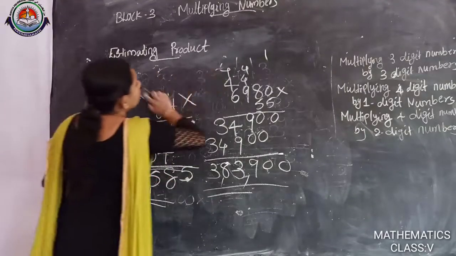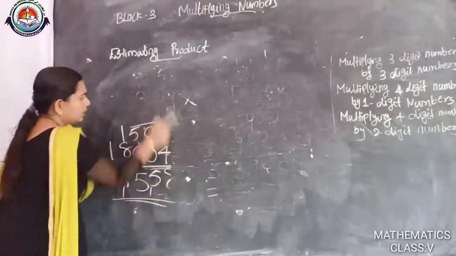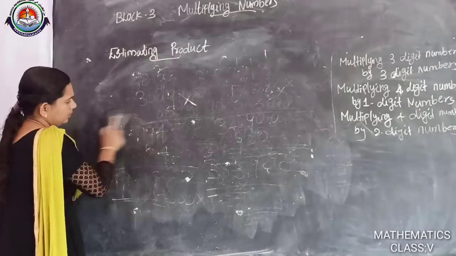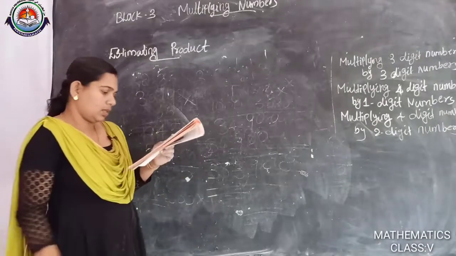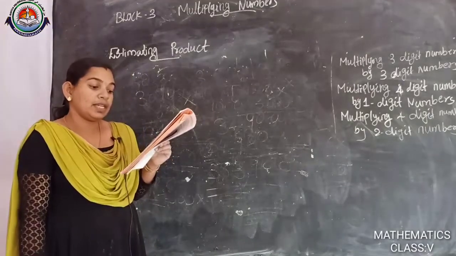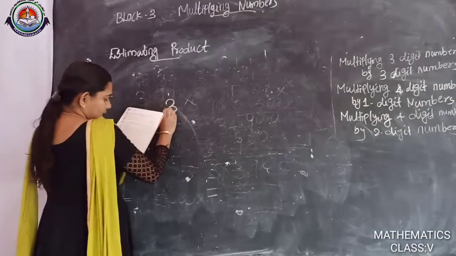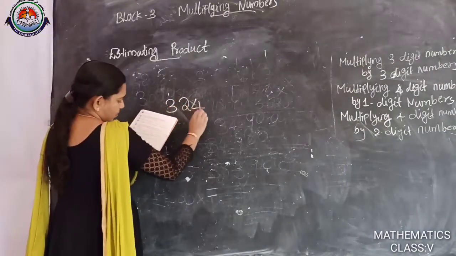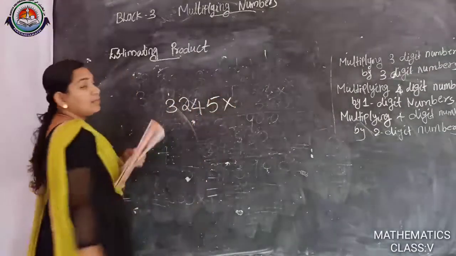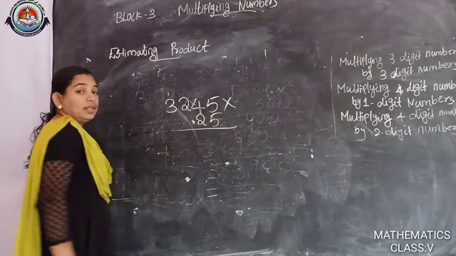Then third question. One story problem or word problem. A toy factory has 25 different departments to make toys. In each department, they are making 3,245 toys. Then how many toys are there in total? 25. So we want to multiply the numbers.